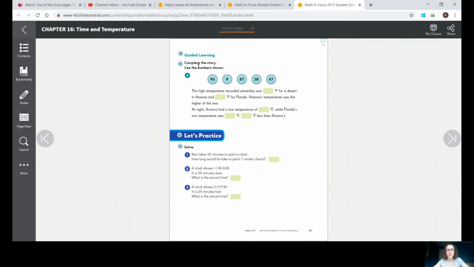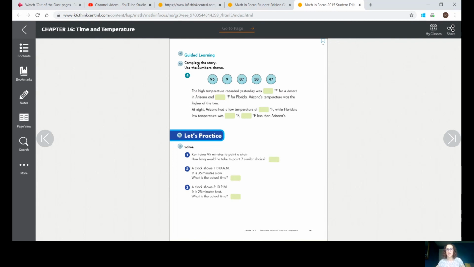Okay, here we go. The high temperature recorded yesterday was 95 degrees Fahrenheit for a desert in Arizona and 87 degrees Fahrenheit for Florida. Arizona's temperature was the higher of the two. At night, Arizona had a low temperature of 47 degrees Fahrenheit, while Florida's low temperature was 38 degrees Fahrenheit, 9 degrees Fahrenheit less than Arizona's.